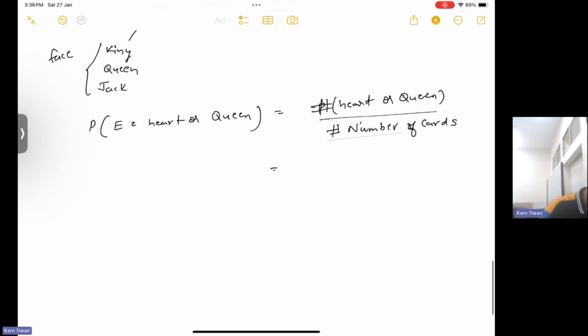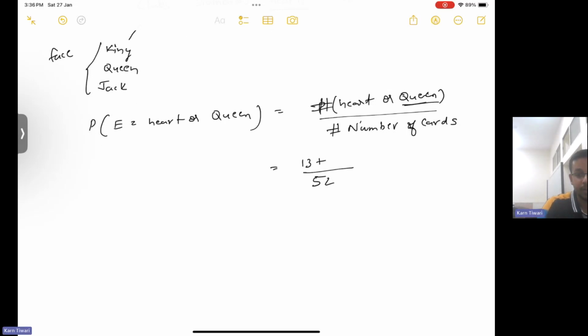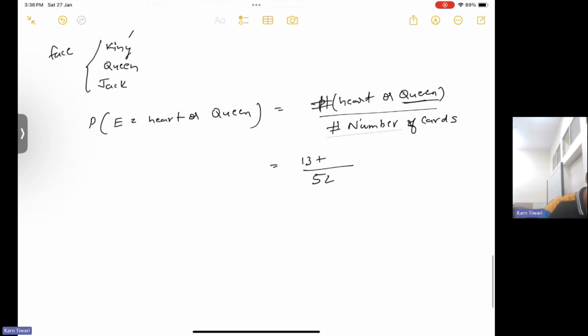Total number of cards we know is 52. Total number of hearts is 13. And the queen, as I mentioned, we have a total of 4 queens, but there is one queen which is a heart, which we already have counted. So it will be 3. So it is 16 by 52. If we simplify it by 4, because 4 is the common divisor of 16 and 52, that will be calculated as 4 by 13. So that will be the answer.